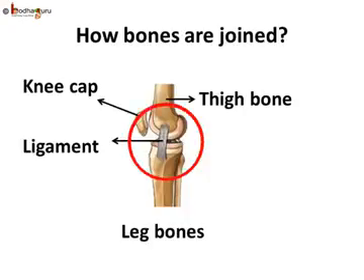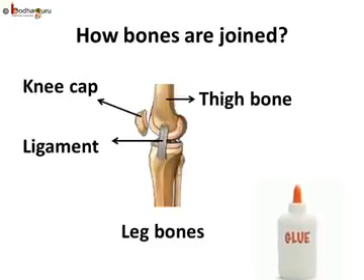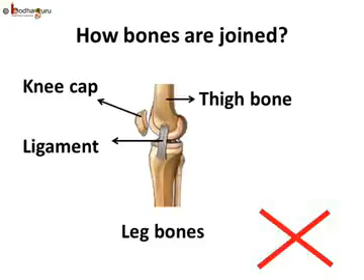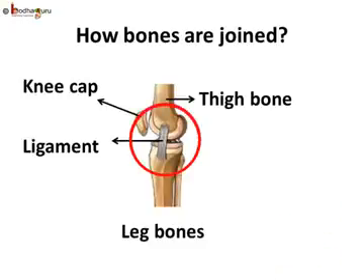Have you thought how bones are joined together? Is some glue used to join the bones to form the skeleton? Tissues that join one bone to another are called ligaments. Ligaments hold the joints together.